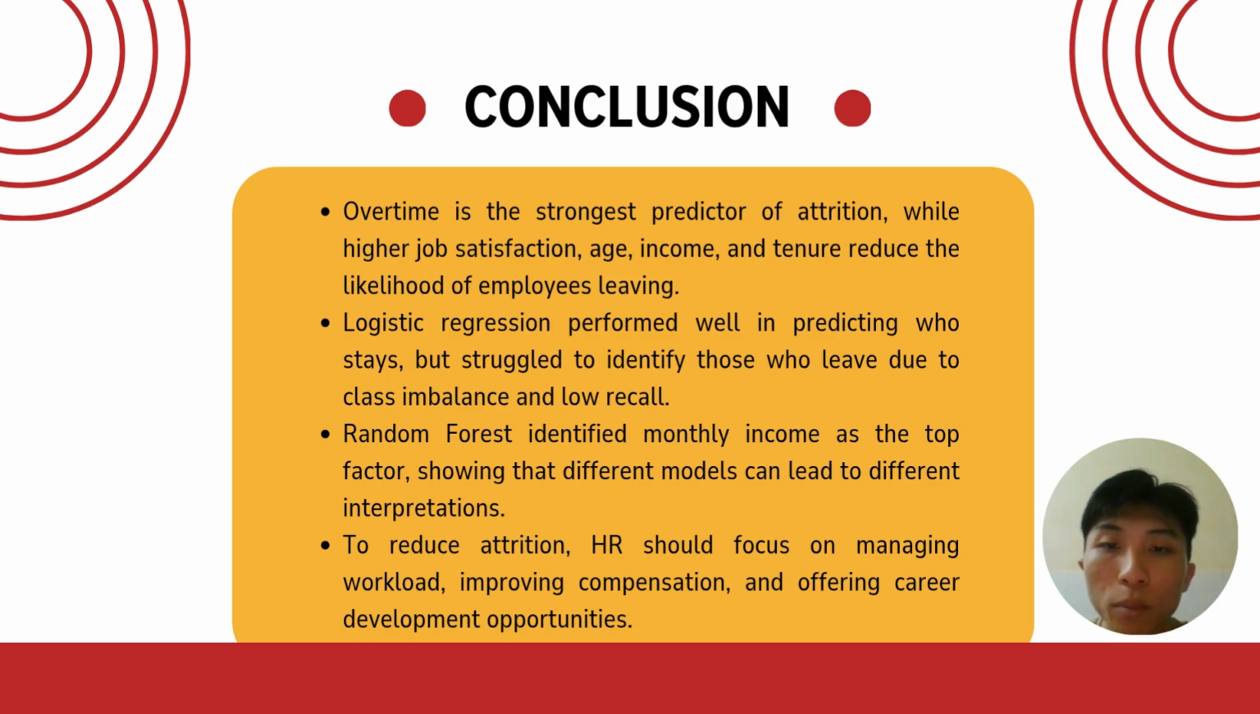So in conclusion, overtime is the strongest predictor of attrition, while higher job satisfaction, age, income, and tenure reduce the likelihood of employees leaving. The logistic regression performs well in predicting who will stay, but struggles to identify who would leave due to the class imbalance, the same as the random forest classifier. So to reduce attrition, HR should focus on managing workloads, improving compensation, and offering career development opportunities to the employees.